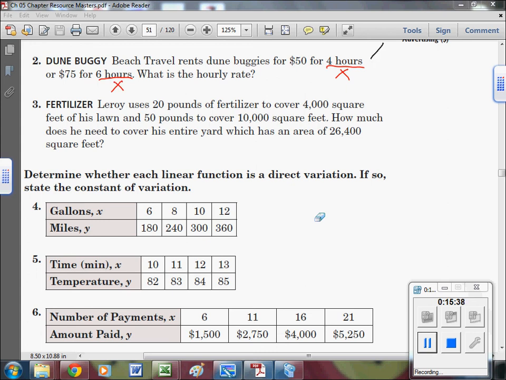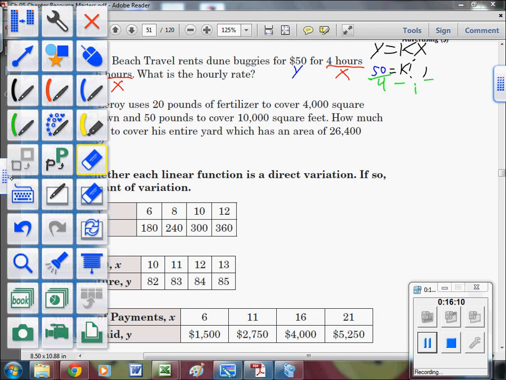So we know all direct variations are going to have the formula of y equals kx. K is just some constant number times x. It could be a fraction, decimal, whole number, negative, stuff like that. So if it's $50 for 4 hours, that means that y is 50 when x is 4. We do not know k, but we certainly can solve for it. Because we have k times 4 equals 50. So what we would do is divide both sides by 4. Go ahead and solve. I did not mean to erase. Let's undo that.